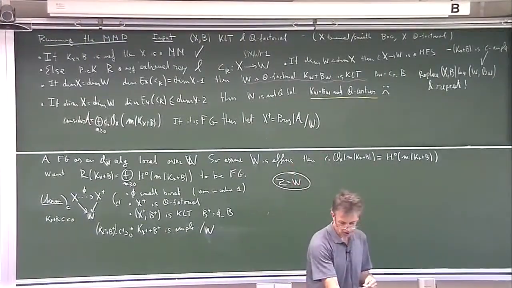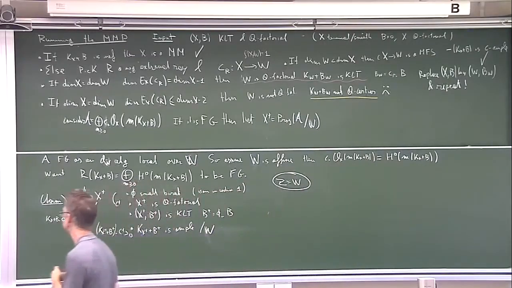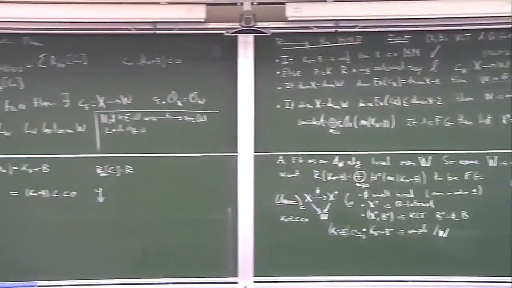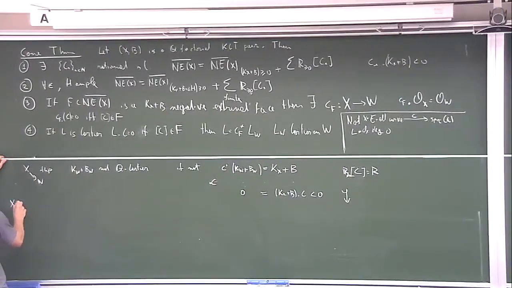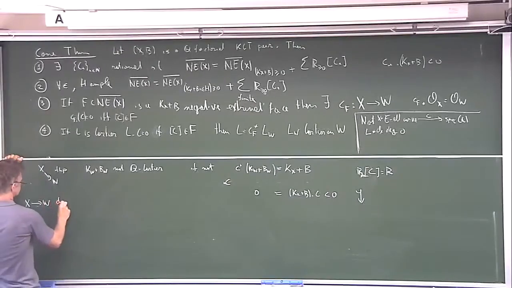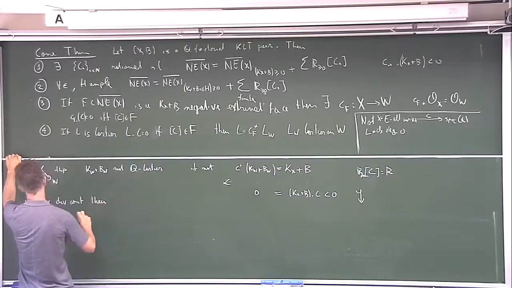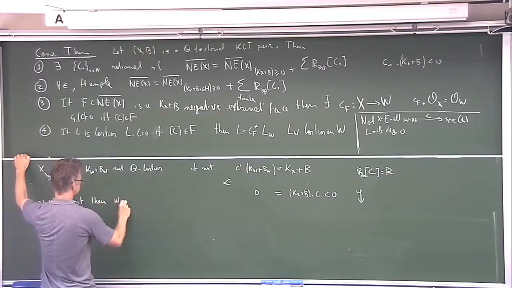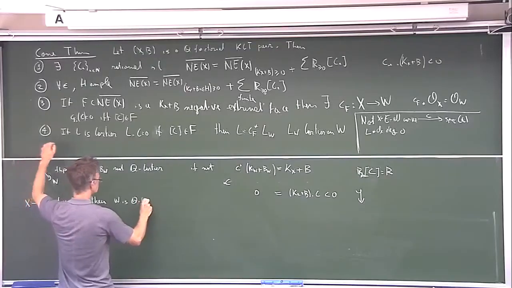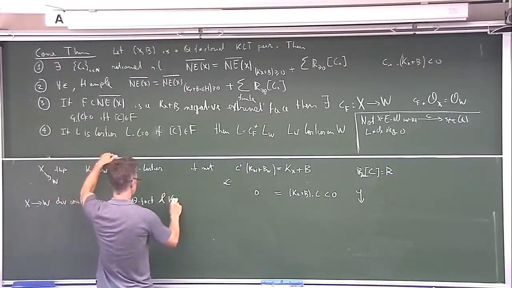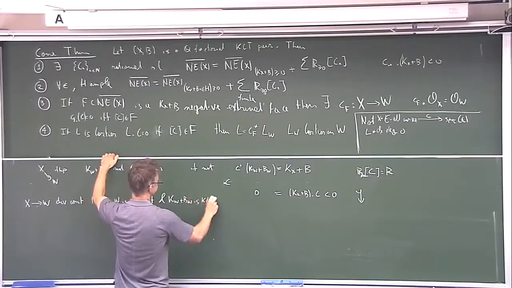Okay, so maybe I should now try and convince you that if we have a divisorial contraction, so X to W, a divisorial contraction, then W is Q-factorial, and K_W plus B_W is KLT.